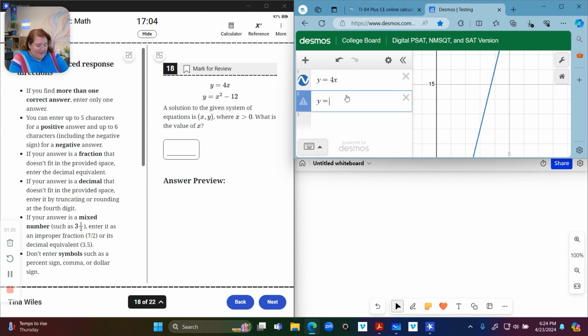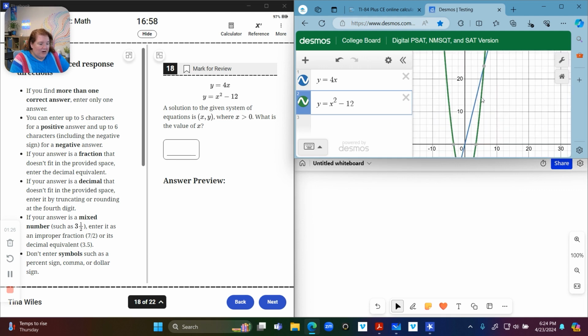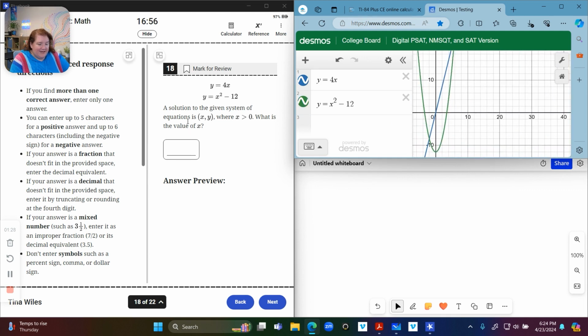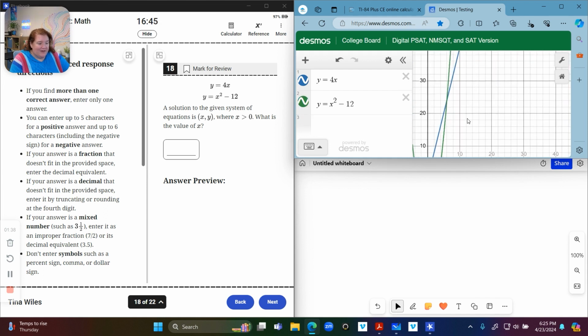I'm going to graph these two equations. And the solution is where they meet. It says x has to be greater than 0. So you can see here there is a point where they meet where x is less than 0. That would be wrong if you use x equals -2. The right answer is x is 6, and they wanted the x value, so there it is.